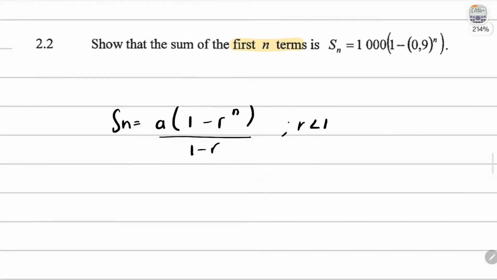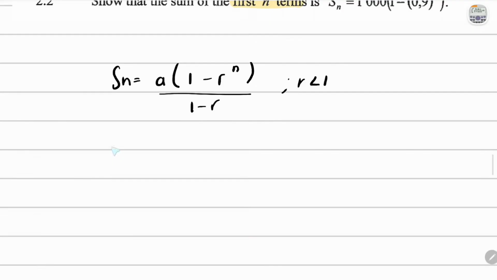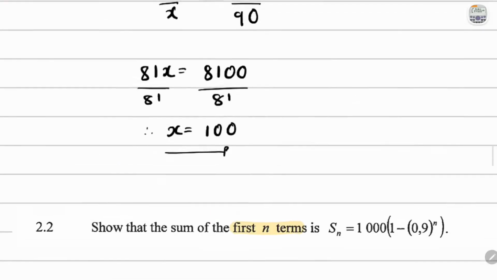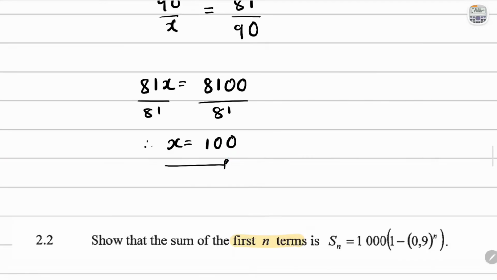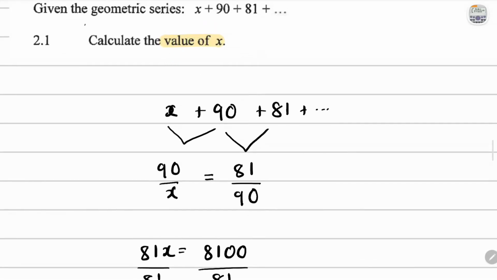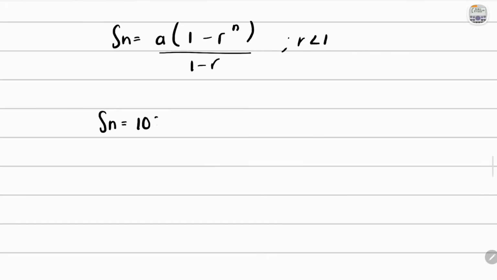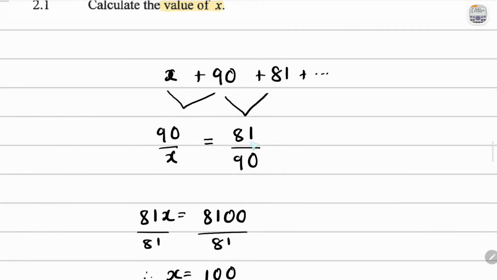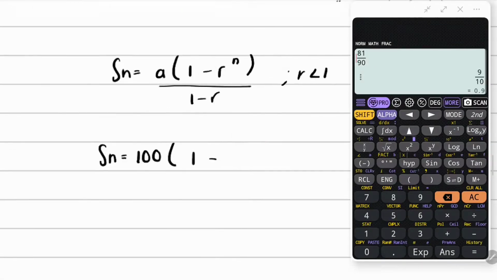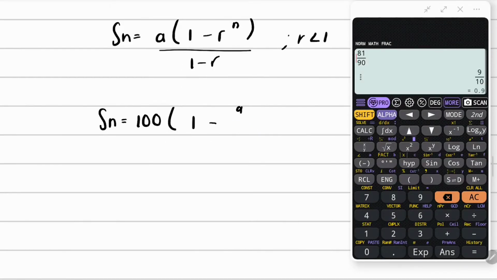We're finding the sum of n terms, so in place of n, we won't substitute an actual value, we leave it as Sn is equal to. For a, we found that the first term was 100. So we're going to say 100 multiplied by 1 minus our ratio, which is 81 over 90, so it's 9 over 10, raised to the power of n, over 1 minus r again, so 1 minus 9 over 10.